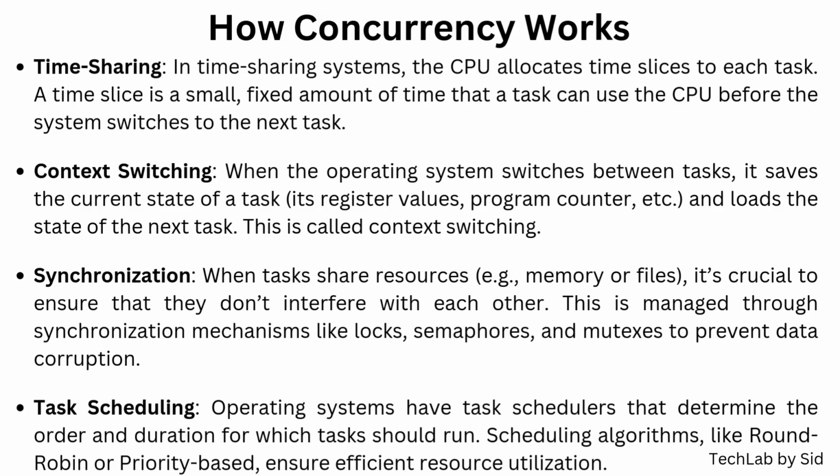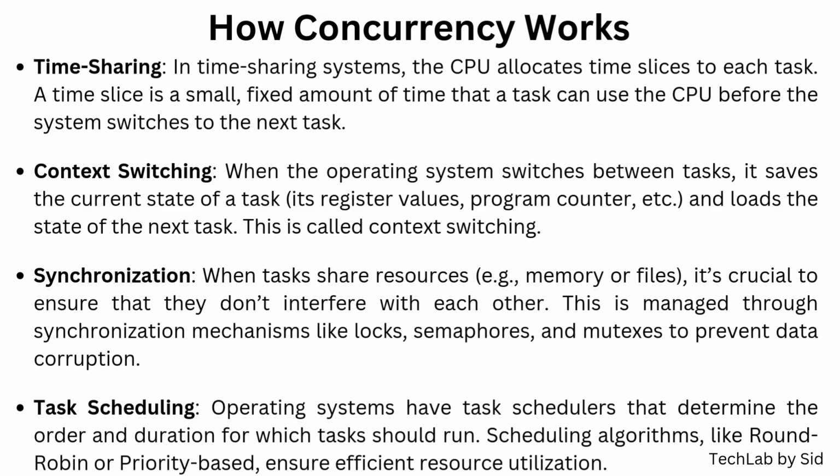To manage this task switching, the operating system uses context switching. When the system moves from one task to another, it saves the current state of the task, such as its register values and program counter, and loads the state of the next task. This allows each task to pick up where it left off, ensuring that no data is lost and that tasks can continue as if they were running uninterrupted. Context switching happens quickly and efficiently, but it does introduce some overhead as the system needs to save and restore the task states each time it switches.